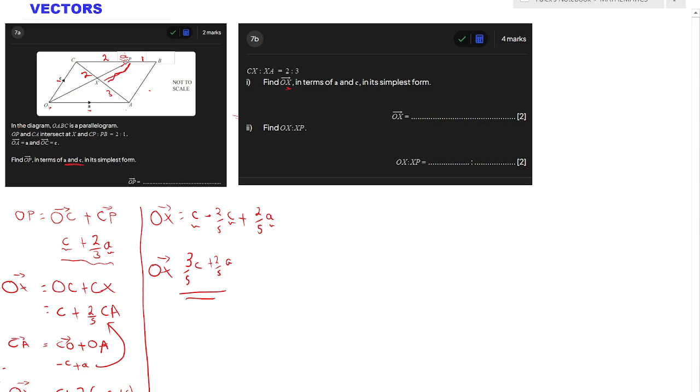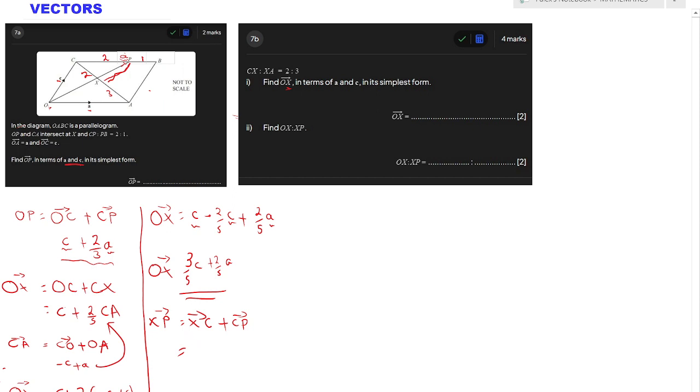Now for us to get to XP, there is a shortest route we can use. We go from X to C, which is the opposite vector of what we were finding, CX, and then we go from C to P. These are the routes we are supposed to follow. Therefore, this gives us from X to C.